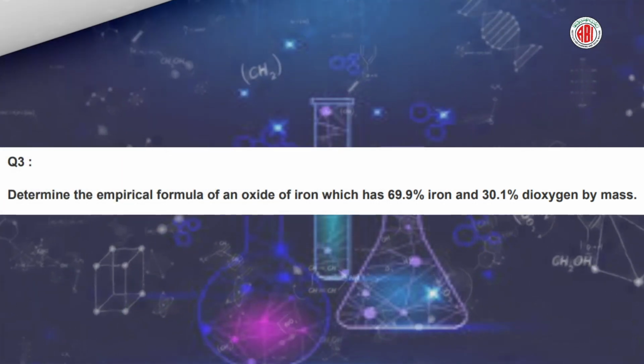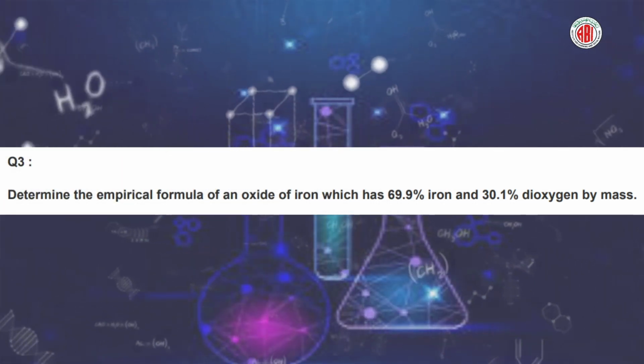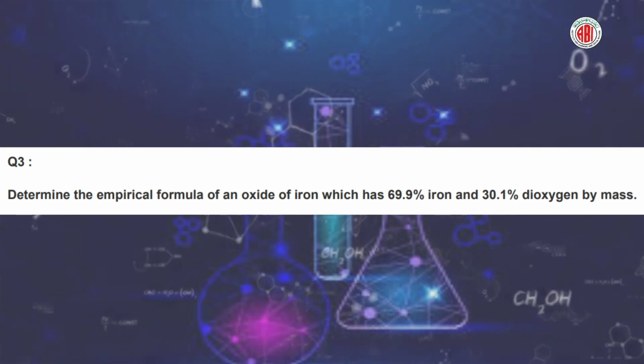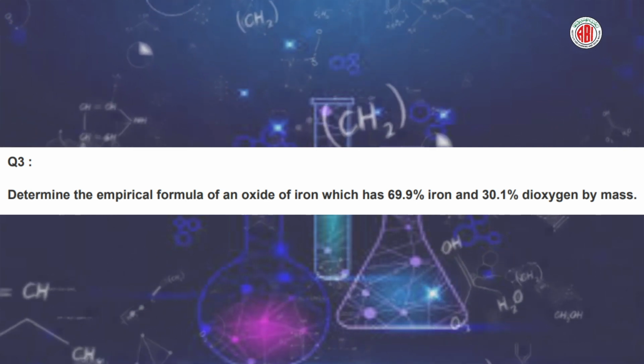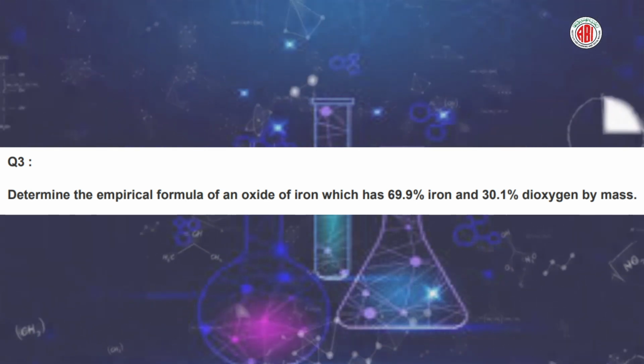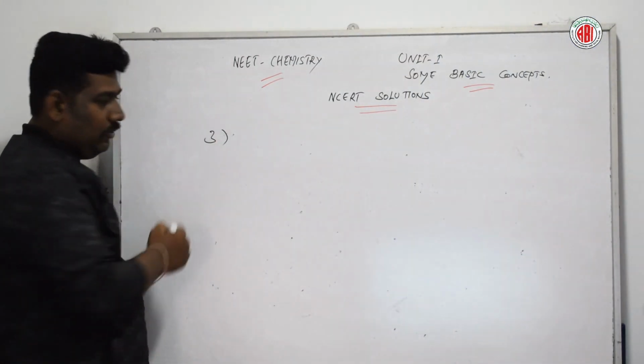The next question is, determine the empirical formula of an oxide of iron which has 69.9% of iron and 30.1% of dioxygen by mass. We should find out the empirical formula. Okay. So first let us write whatever is given in question number 3.